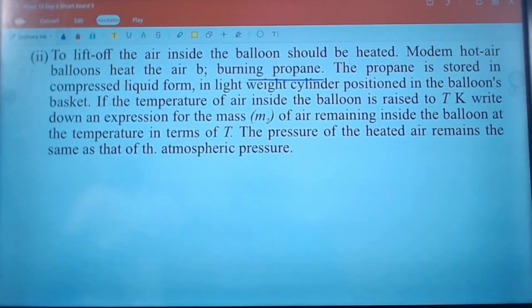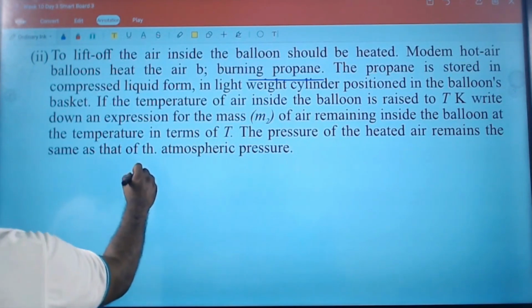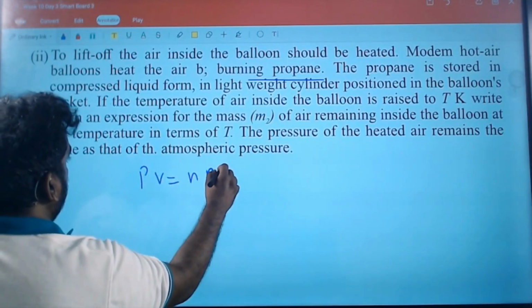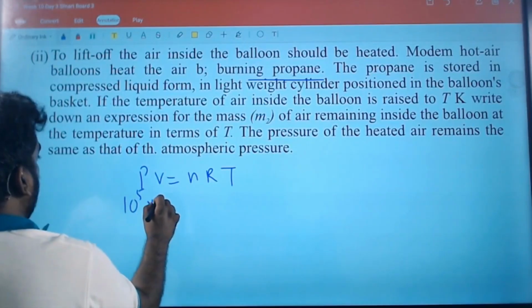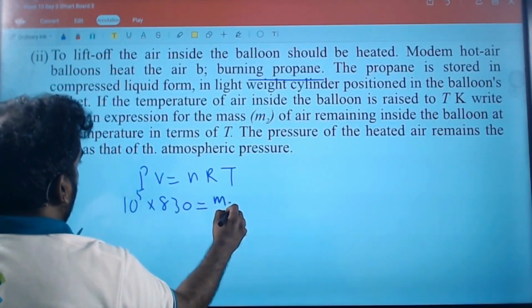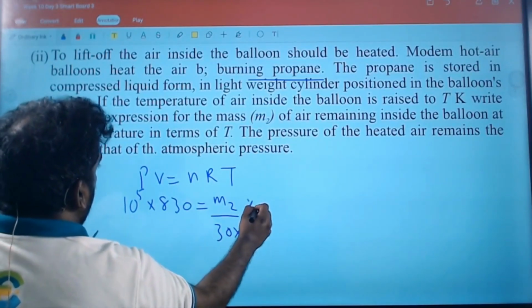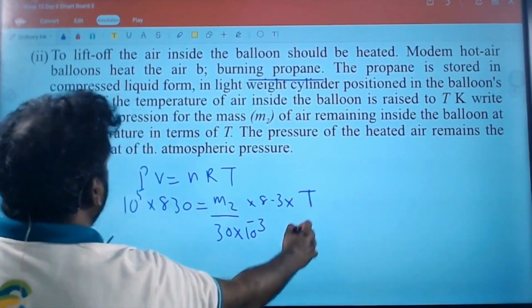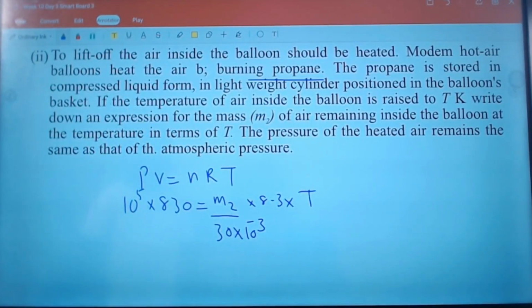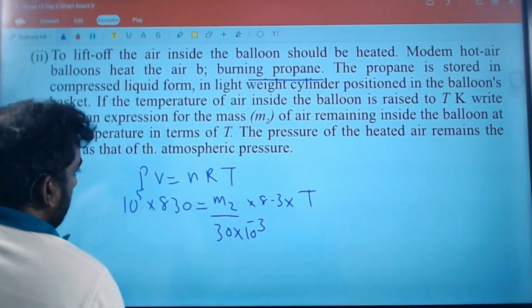So we are increasing the temperature to T. Pressure remains the same under atmospheric conditions. So here PV equals nRT. Pressure same, volume same, remaining mass over molar mass, 30 grams converted to kilograms. R is 8.3. Temperature is T. Simplify this.